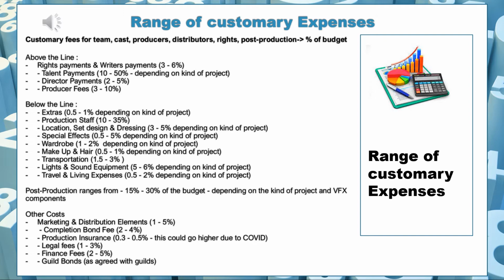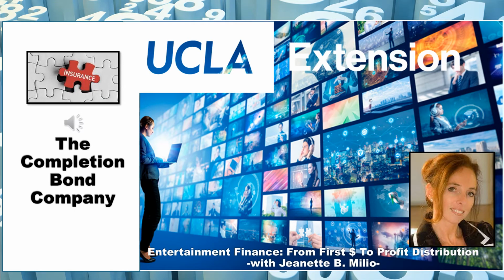And guild bonds are agreed with the guild. So that's a negotiation situation where you would talk to the guild and find out if they require guild bonds to be paid, and if so, how much they would require, and then you would also put that in the budget. We have mentioned the completion bond a few times. Let's dive into some more details on this.